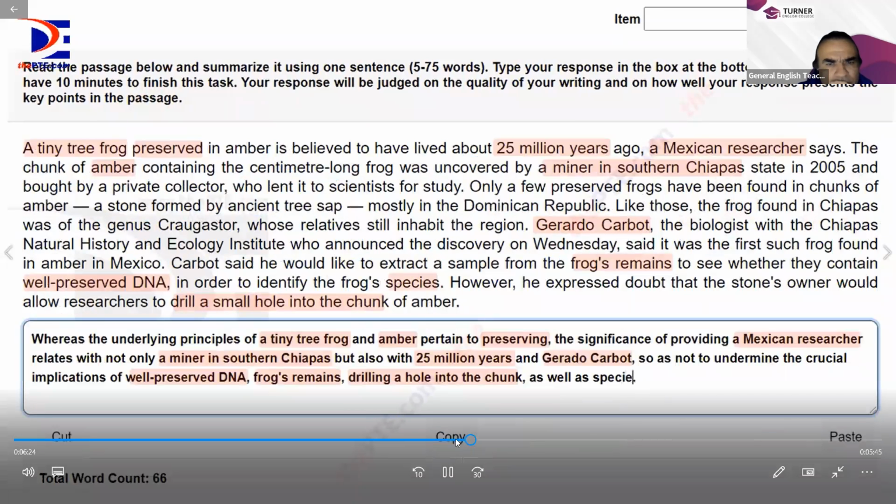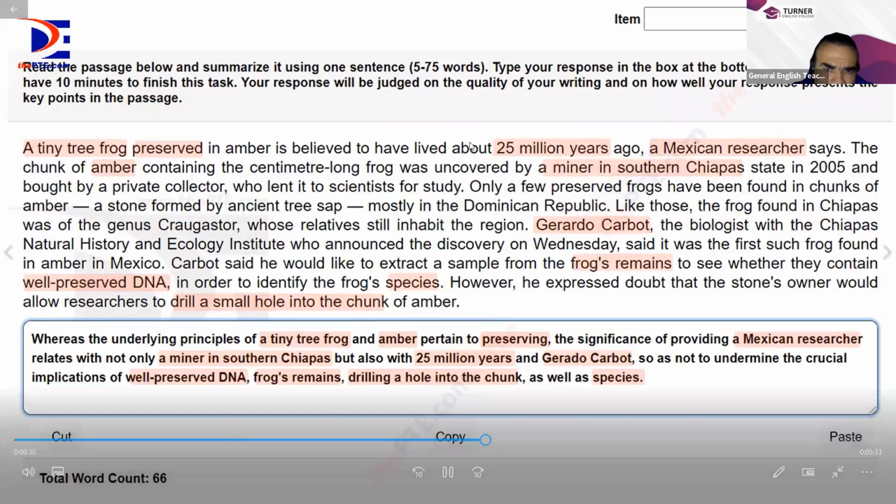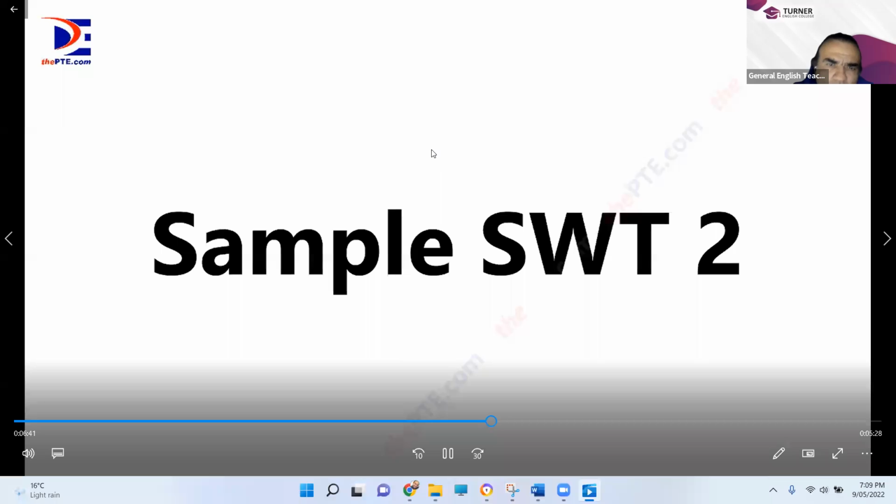By the way, if you need to throw in more content words, you can add more after blank number 10 by adding a comma and then the content words, as long as you do not cross the word limit of 75 words. All right, now sample 2.